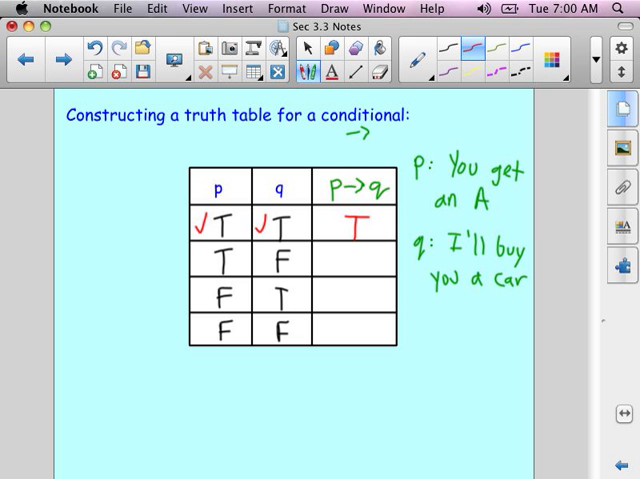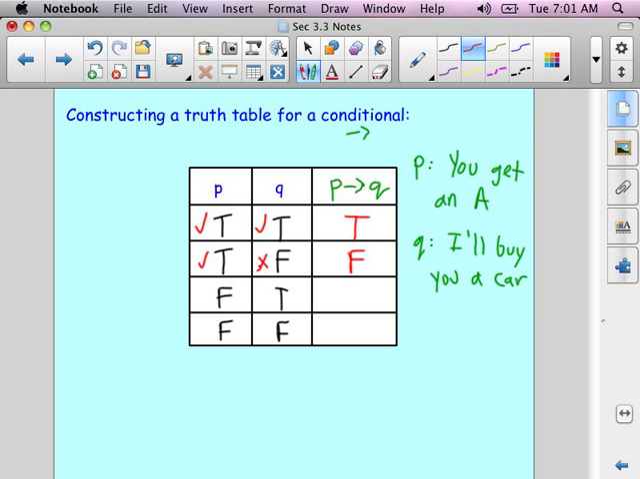For the second line, let's say you got the A, but then I didn't buy you a car. That's bad. I just lied to you. I told you, hey, you get an A, you get a car, and then I didn't get you one. That is false.